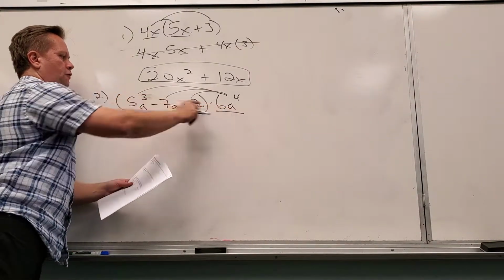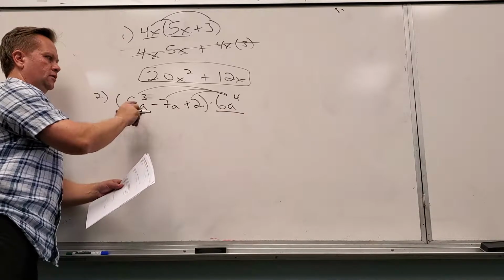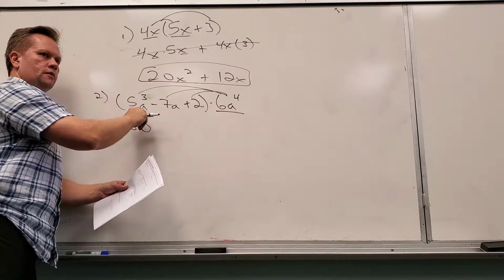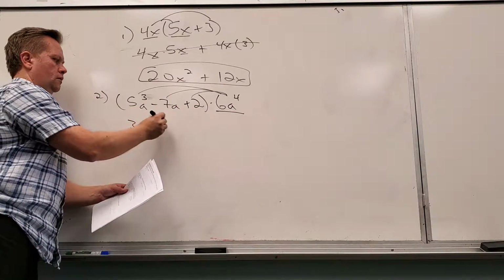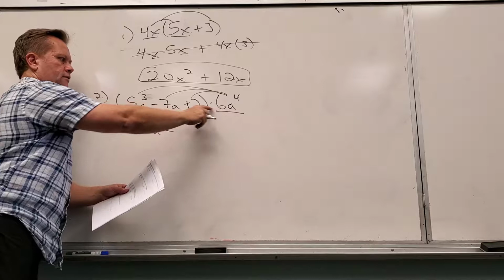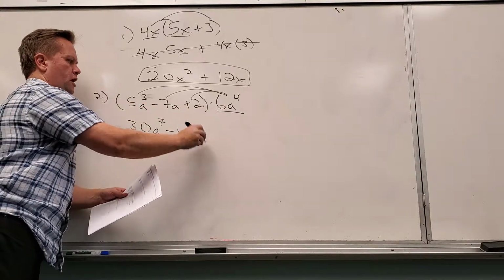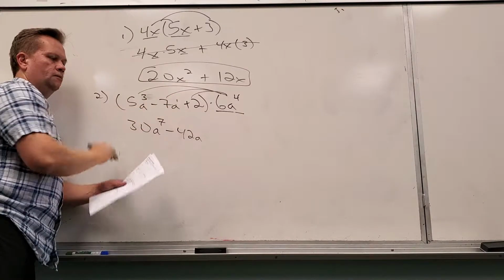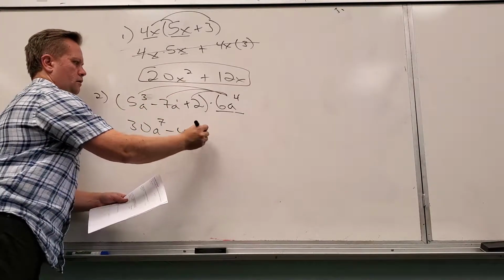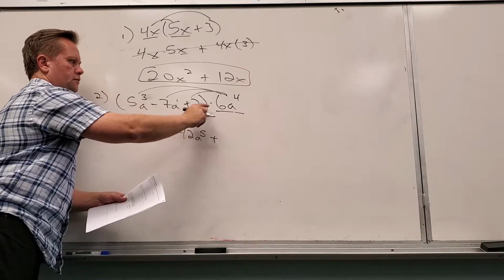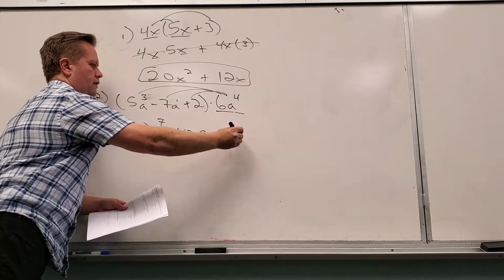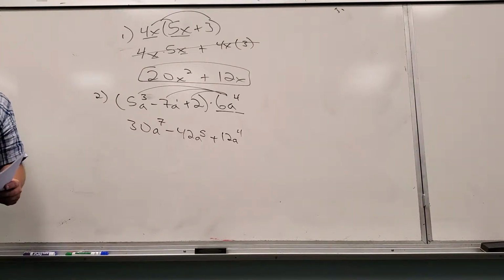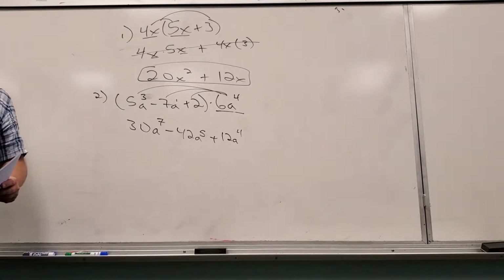What's 6a^4 times 5a cubed? 6 times 5 is 30. How many a's do I have now? 7. Minus 42a to the 5th, because there's an understood 1 there. Plus 12a^4. You have no more a's, so it only has 4 a's. That's a very cool way.